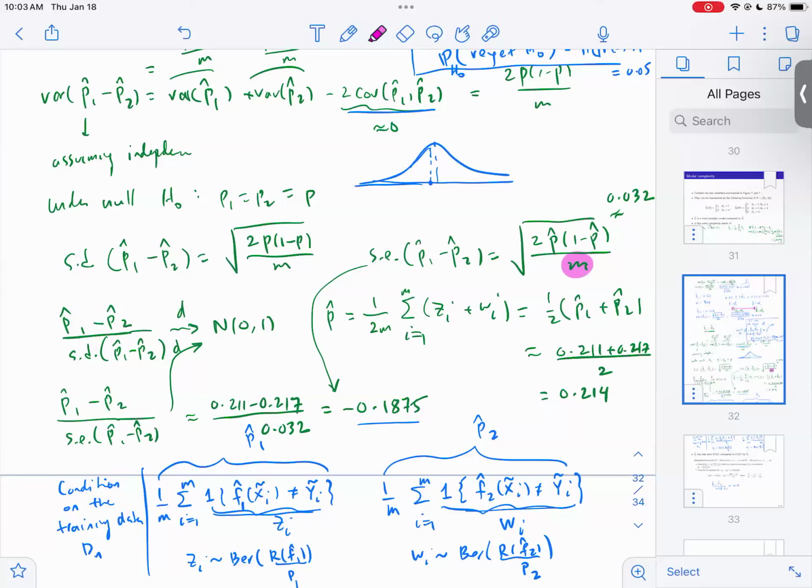I'm going to leave you to think about this, but you can actually calculate the covariance here from the same data and then adjust for that, and hopefully get a better test.